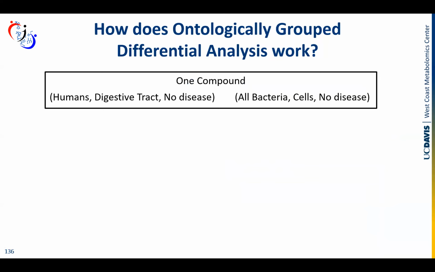We'll explain this for one compound, although you would do this type of calculation for each compound that you're comparing. And so for the example, we will compare the human digestive tract without disease to bacterial cells without disease. And so we recognize that there are certain things in this query like digestive tract or bacteria that are categories, not actually metadata values for which we have data.